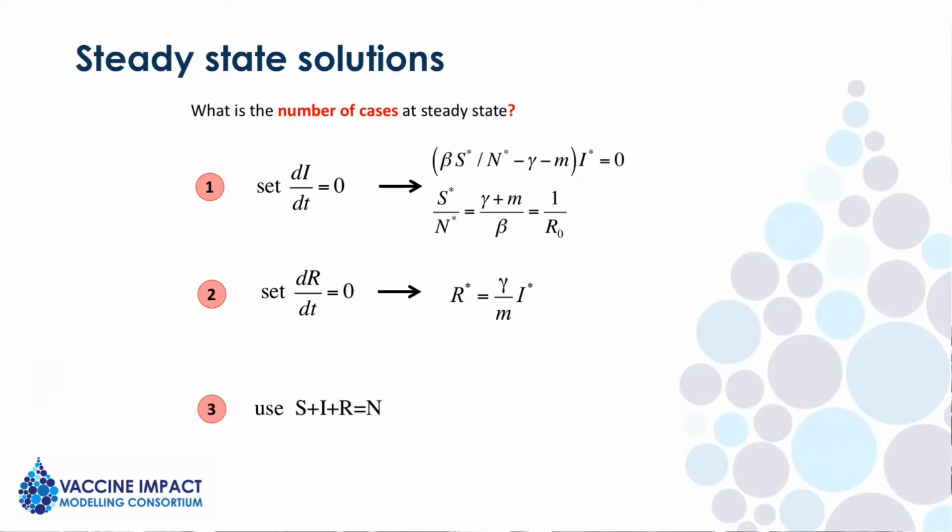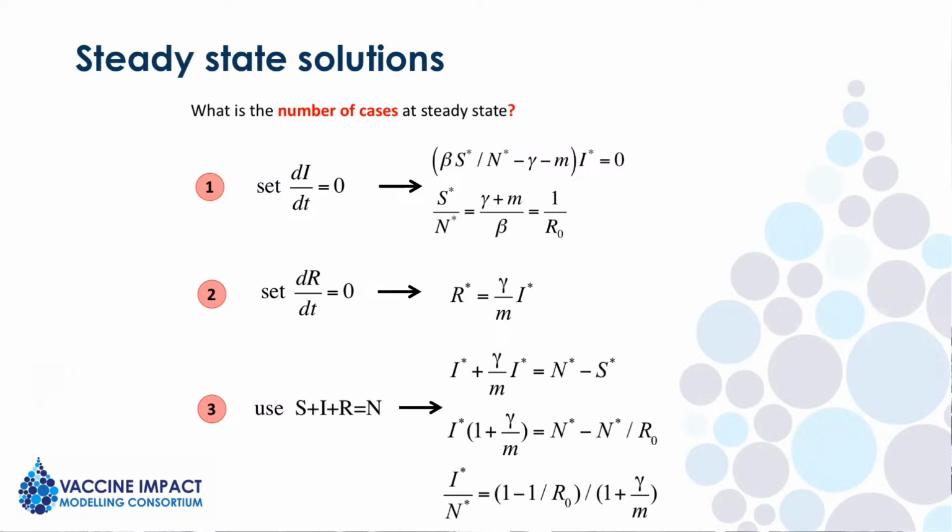Use the fact that everyone is either susceptible, infected, or recovered to finally solve our entire set of equations at equilibrium. So again, the little stars are to denote that these variables are at equilibrium. So this gives us our answer. Given our particular model structure, this is the proportion of the population that we expect to be infected at endemic equilibrium. Okay.